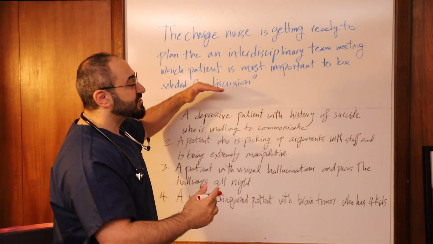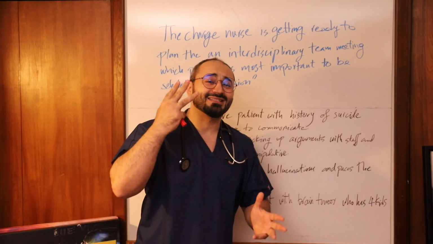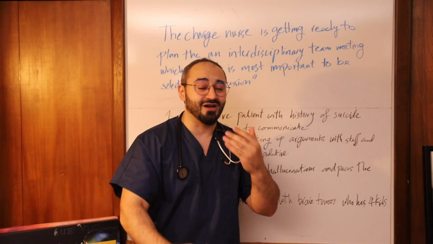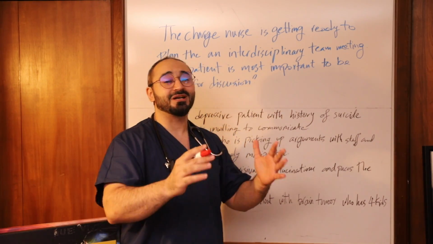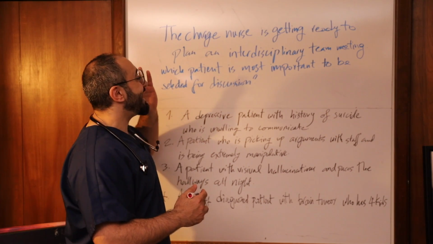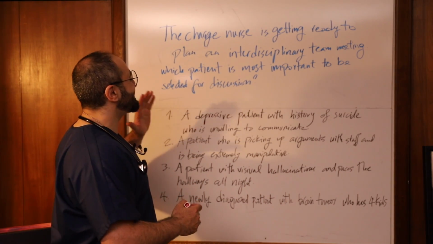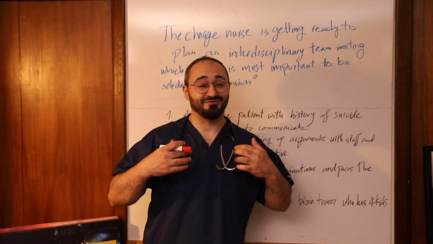But this is the subject of the question in blue. Usually, we read the subject of the question 3 times. You'll hear me say this over and over again. My students already know that, because you miss keywords if you read it only 1 time, all right? The charge nurse is getting ready to plan an interdisciplinary team meeting. Which patient is most important to be selected for discussion? All right, first time, general reading.